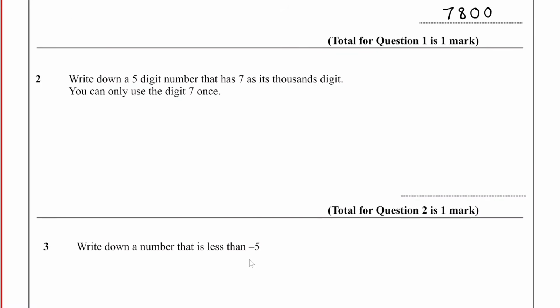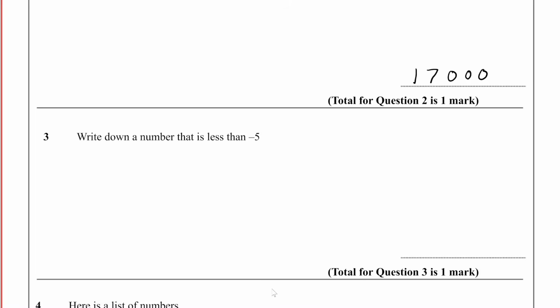Question 2. Write down a 5-digit number that has 7 as its thousands digit. You can only use the digit 7 once. So it's got to be 5 digits long. I'm going to write 17,000. So it's got 7 in the thousands, and I've only used 7 once, so that is okay.